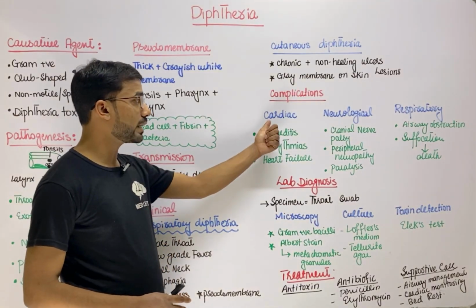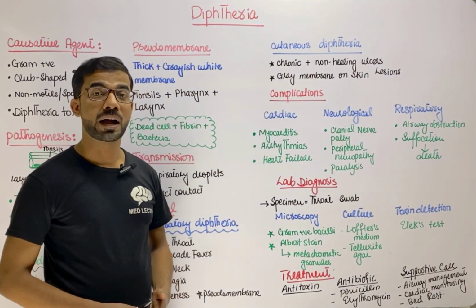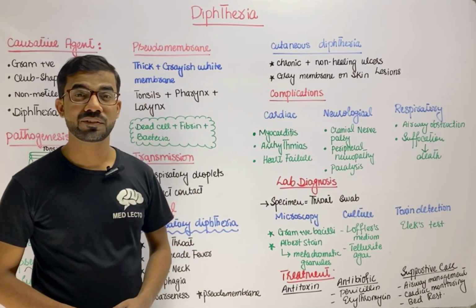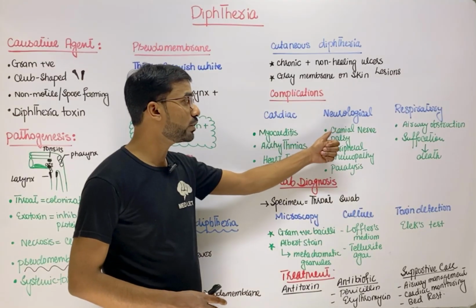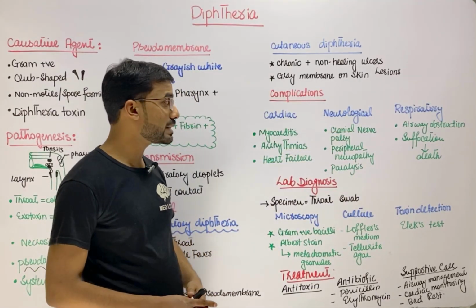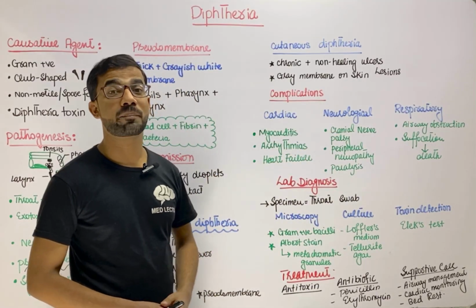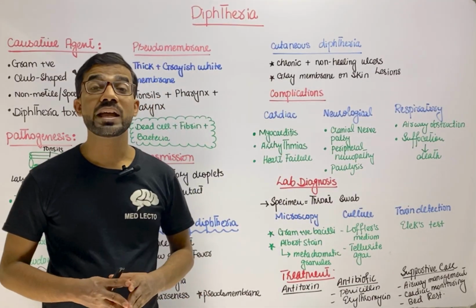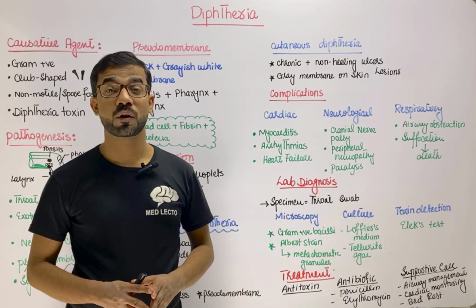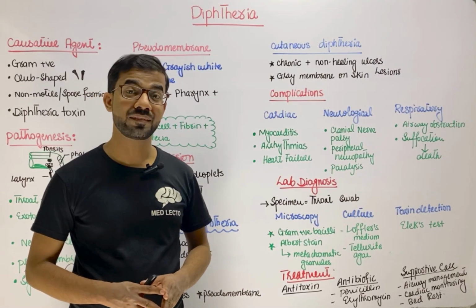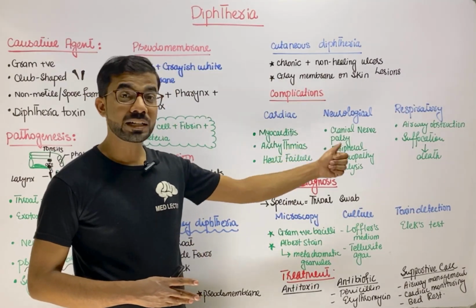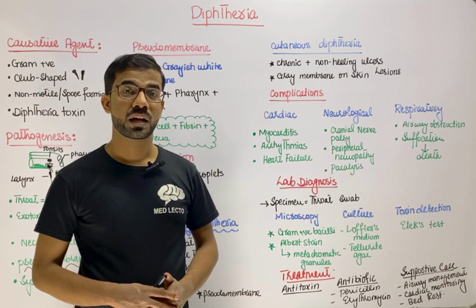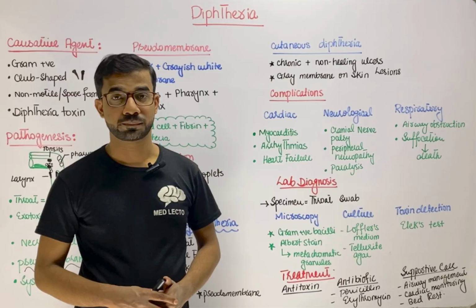So first is the cardiac. In that case, you can see myocarditis, arrhythmia, and heart failure. So these are the different complications. Neurological, you can see cranial nerve palsy, peripheral neuropathy, and paralysis. And in the respiratory, you will see airway obstruction due to the formation of the pseudomembrane and the swelling at that site, and ultimately due to the suffocation, the patient can face death.